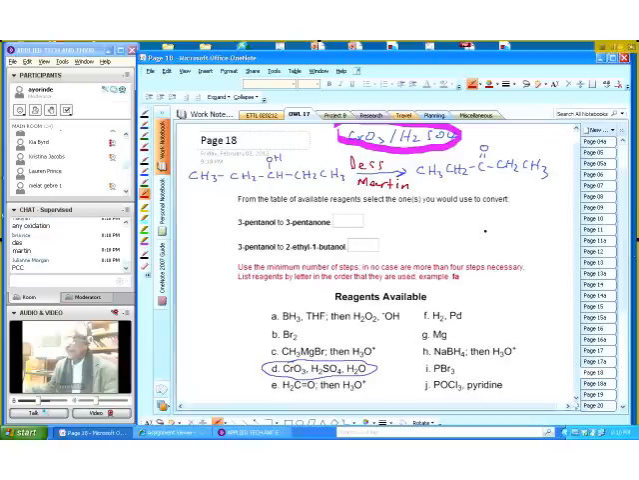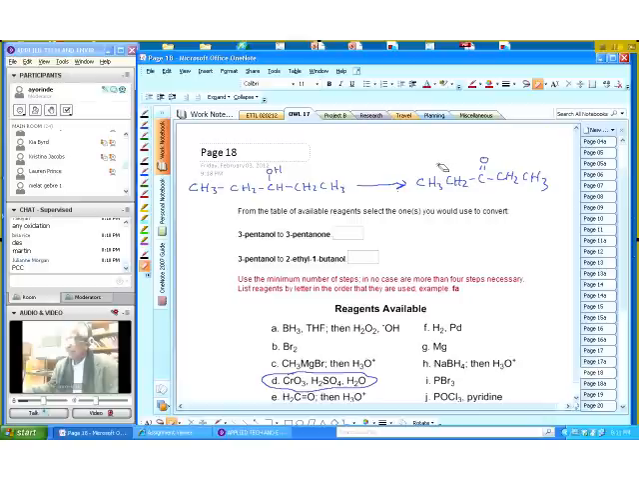Okay, there is another reagent that will work: PCC. PCC will also work. So these three reagents will work: chromium trioxide in sulfuric acid, Dess-Martin reagent, and PCC. All of these will transform a secondary alcohol to a ketone. Okay, so we've done that.